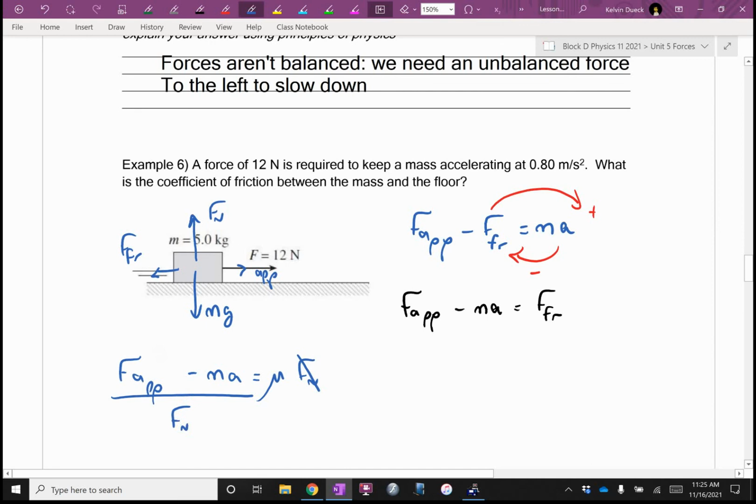Oh, problem, mud. I don't know the normal force. Oh, but look. I know another force that has to be the same size as the normal force. Which one? Because we're not sinking into the ground like quicksand, and we're not flying like Superman. You're starting to see Newton's first. Very helpful. So I think I can say this. Mu is going to be F applied minus ma all over mg.